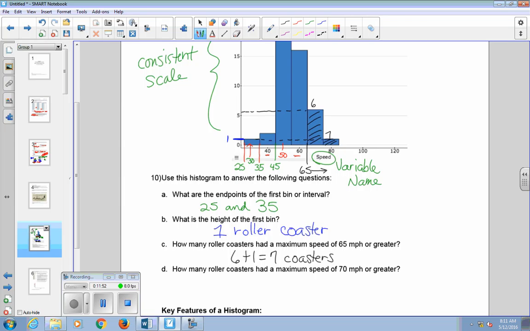And then the last question here, D, how many roller coasters had a maximum speed of 70 miles per hour or greater? This one's a little bit different. Notice that 70 is the midpoint of that interval, which means inside that bin, we don't know how many coasters had a speed of 70, how many had a speed of 69 or 71, or any of the speeds in that bin. So we can't actually answer this one. And that's one of the drawbacks of a histogram. If we go back to the table of data, we could answer it. But with a histogram, we can't do that.